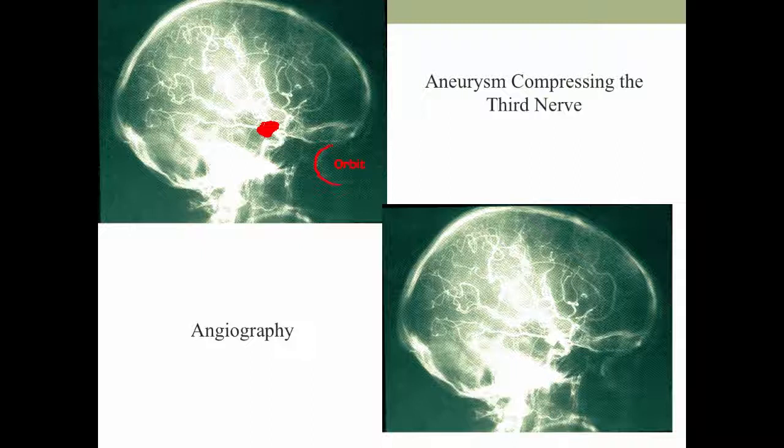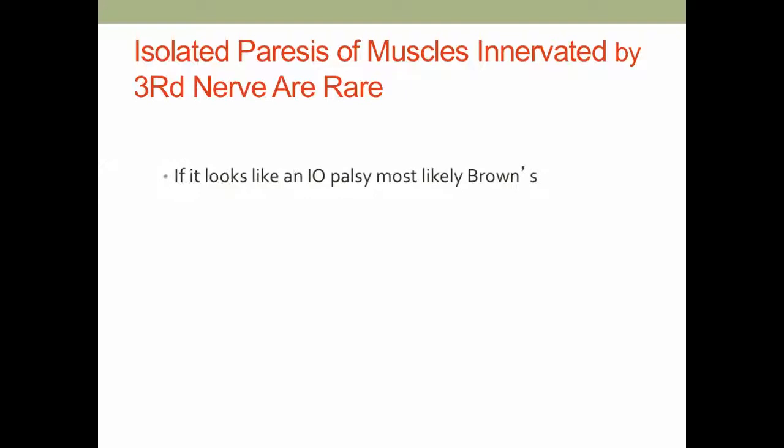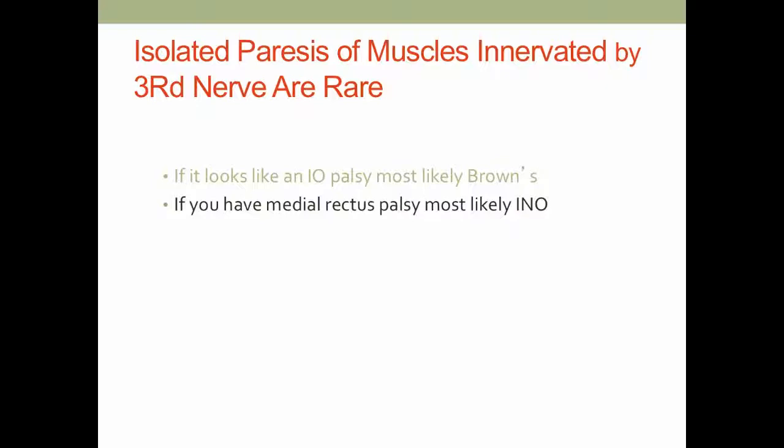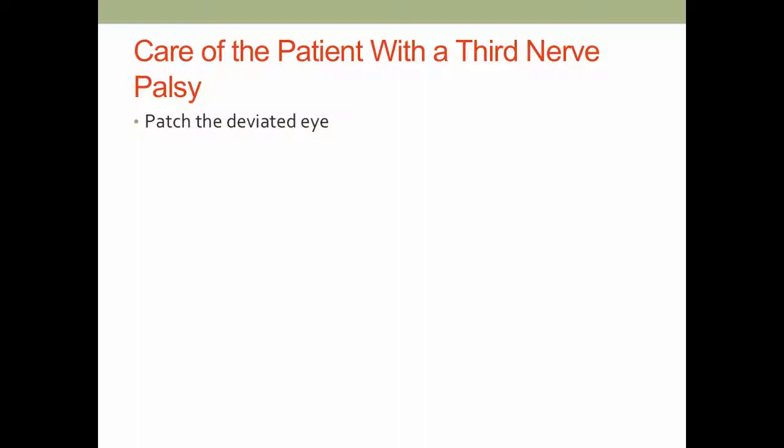So even if pupillary sparing doesn't come in the first week, watch these patients. These are kind of tough to take care of. Happily, the lid comes down, occludes the eye, and eliminates the diplopia, so you don't have to do much to get them out of trouble. But the care of a third nerve palsy that doesn't resolve, real tough case surgically, real tough to do it. Fortunately, they don't happen very, very often.